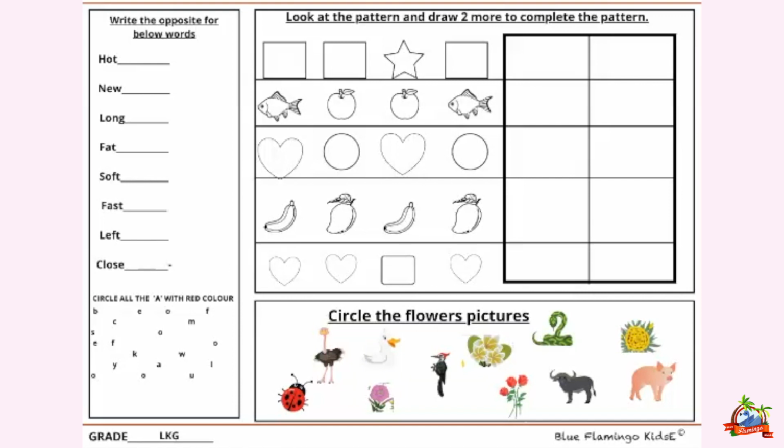Now the third one is long. L-O-N-G. Long. Long मतलब लंबा. इसका opposite word क्या होगा? Short. S-H-O-R-T. Short.